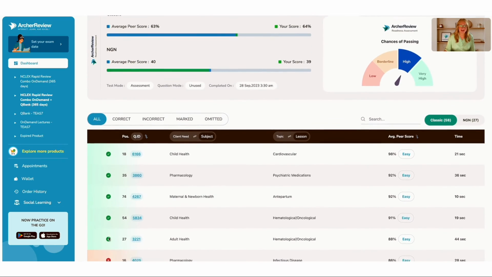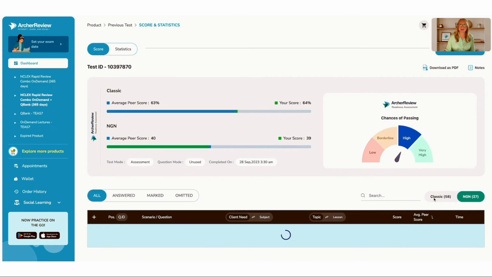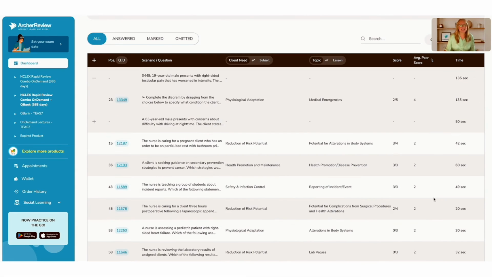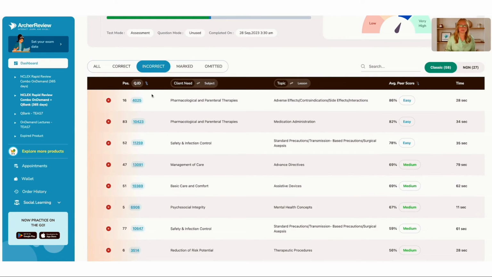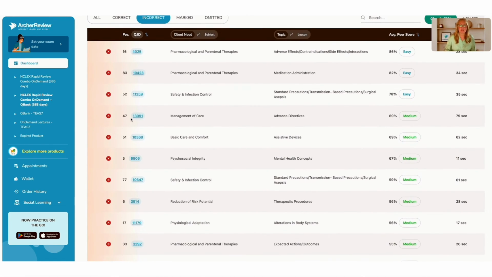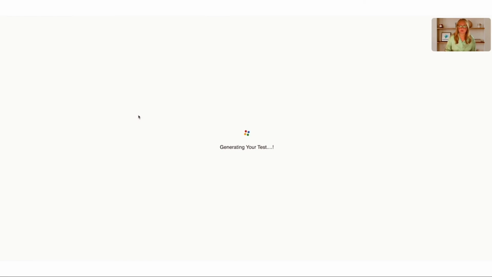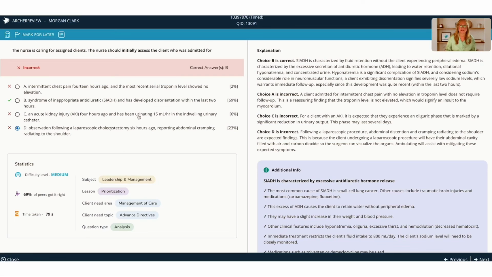Scrolling all the way back up, I can now toggle over to my NGN items to see the same information. Again, the scenario shows I can sort by client need, subject, topic, or lesson, and sort by that average peer score. I can also apply filters to only see my correct or incorrect questions if maybe I want to only review those. And I can click into the QID of the question I've gotten wrong if I want to review it and the answer rationale in depth.